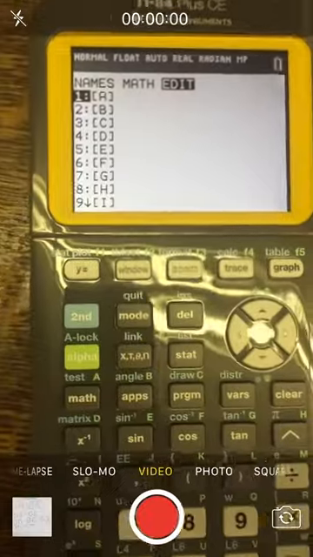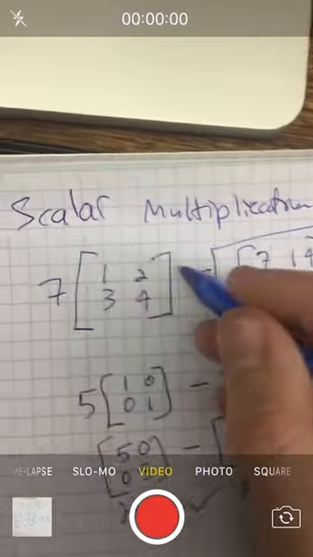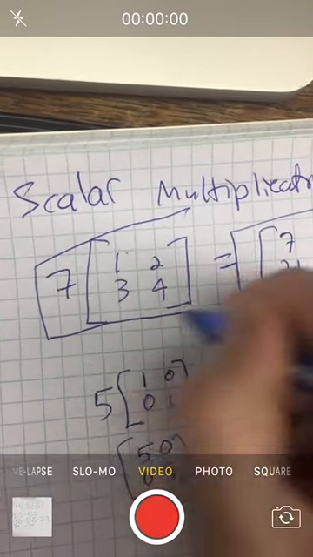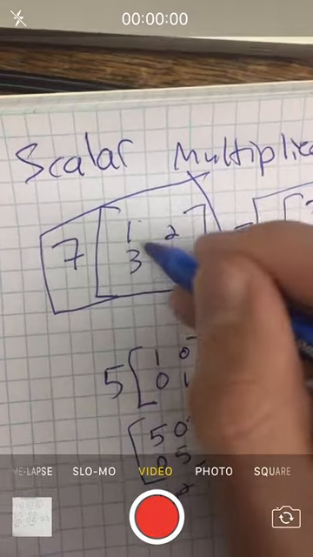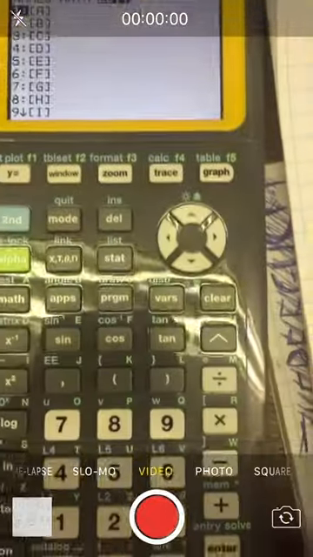So let's do that. Let's say I got this problem that I used in another video right here. Alright, so let's say we're going to do this problem right here. Yeah, let's just do this one. Scalar multiplication. So I need to put this matrix in, 1, 2, 3, 4, and it's going to be scalar multiplication 7 times this matrix. So go over to edit, hit enter.